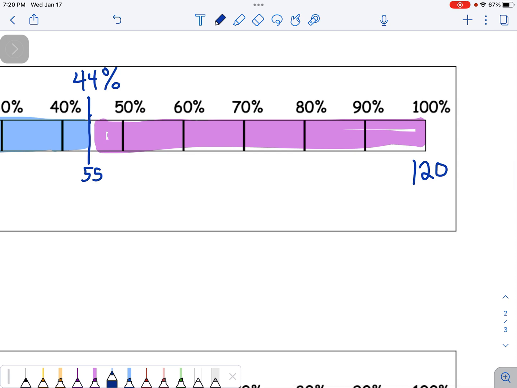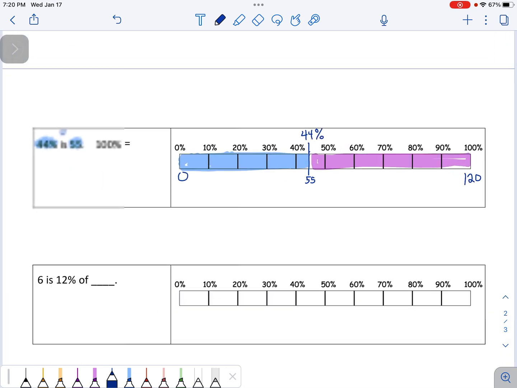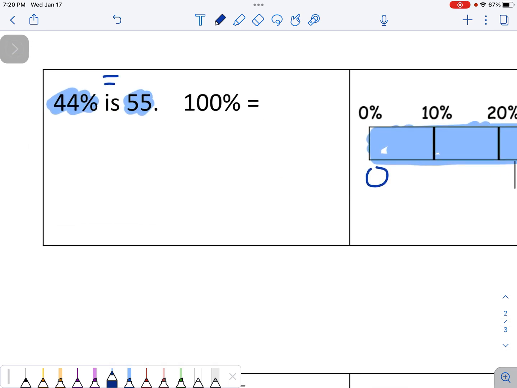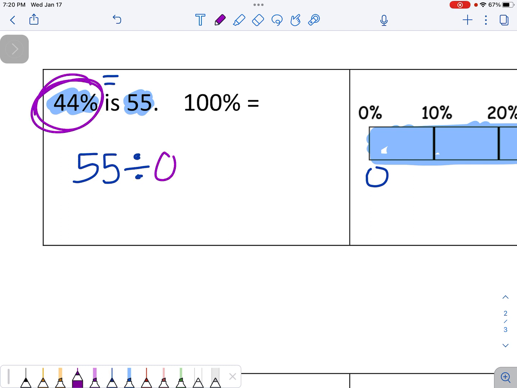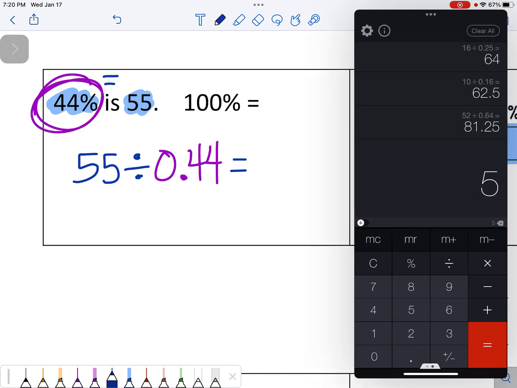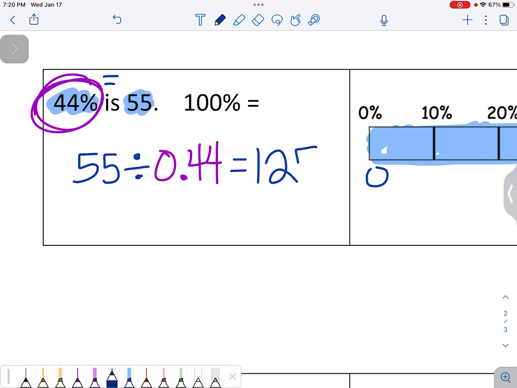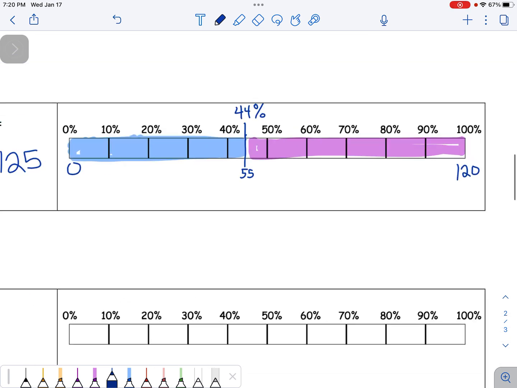This is not good enough. I need an actual answer. So this is where we need to use the shortcut. We're going to take 55 and divide it by this percent, but we have to change it to a decimal, 0 and 44 hundredths. Then we just put that in our calculator. 55 divided by 0 and 44 hundredths. 125. And I said the answer should be 120.